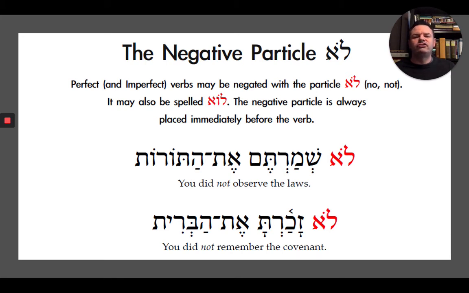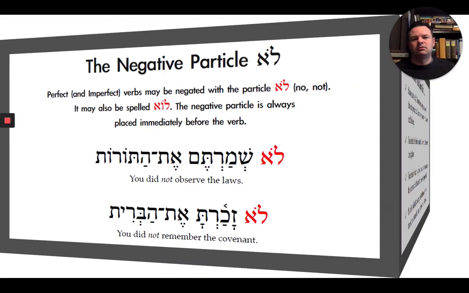So the word lo just makes it negative. That should be pretty simple. If you see lo, it will always appear at the beginning. It will be placed immediately before the verb, and it just makes the whole phrase negative. It, as we say, negates the verb.